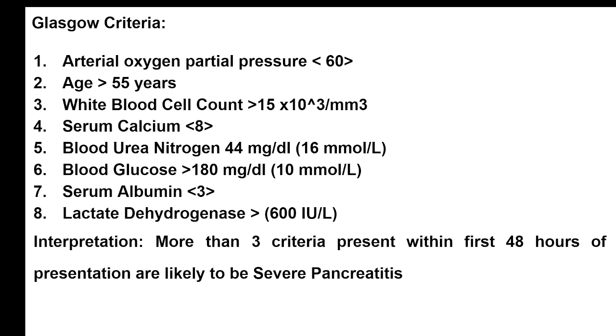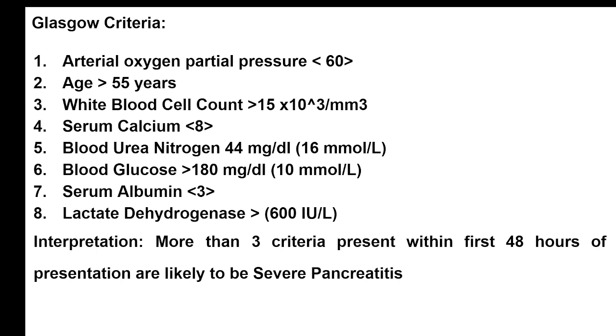Hypocalcemia can be a consequence of acute pancreatitis, whereas hypercalcemia is a cause of pancreatitis, and hence this is one of the important issues. Blood urea nitrogen more than 44, or glucose level more than 180, or serum albumin level of 3 or less than 3. These are the other criteria by which you can make out the severity and prognosis of pancreatitis. And if more than 3 criteria are present within the first 48 hours of presentation, it's considered to be severe pancreatitis.